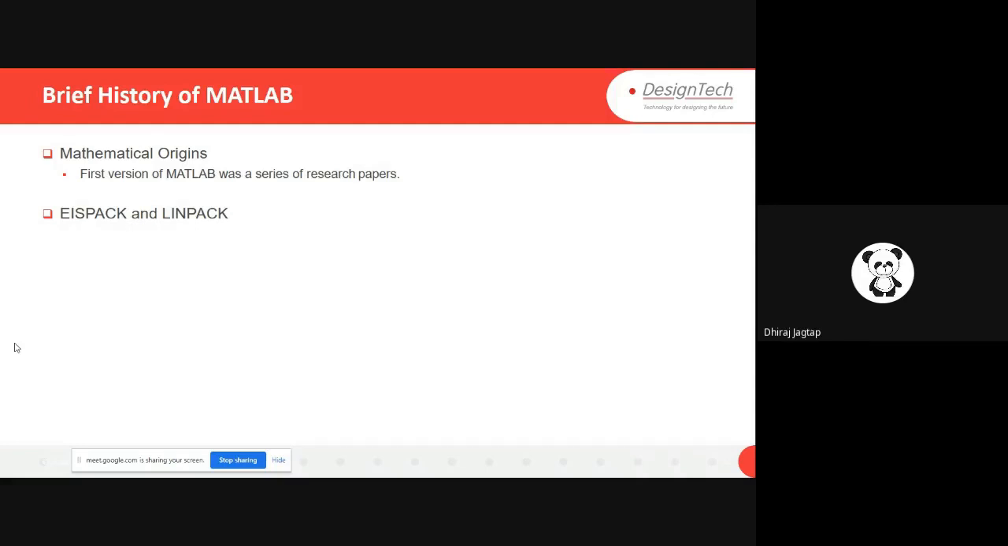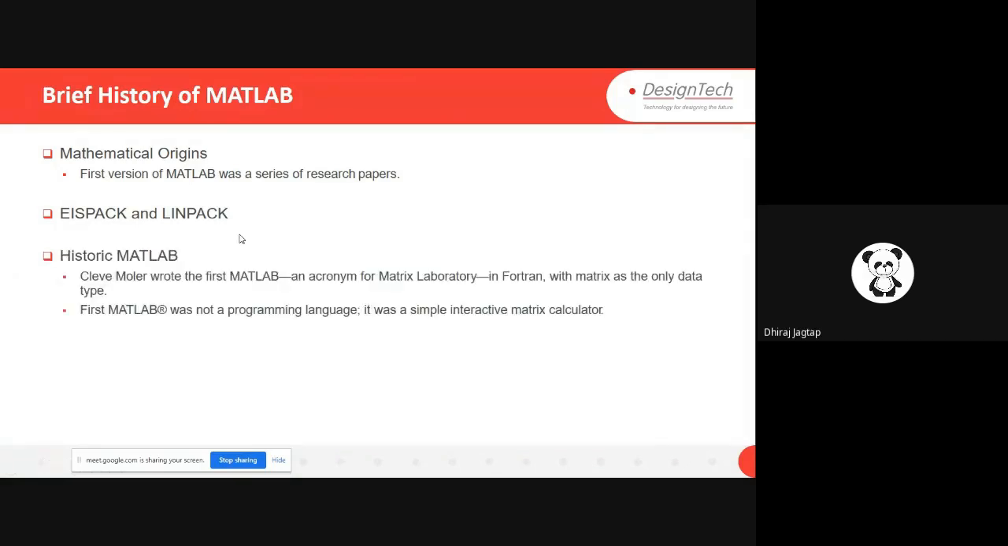They used EISPACK and LINPACK, but further it was a failure. So what was the reason for this failure? Because they had only the application, but they didn't have any documentation. For this reason, this complete project was a failure.